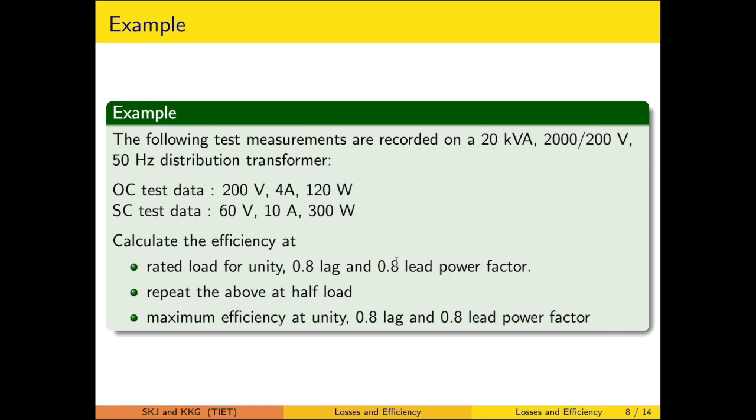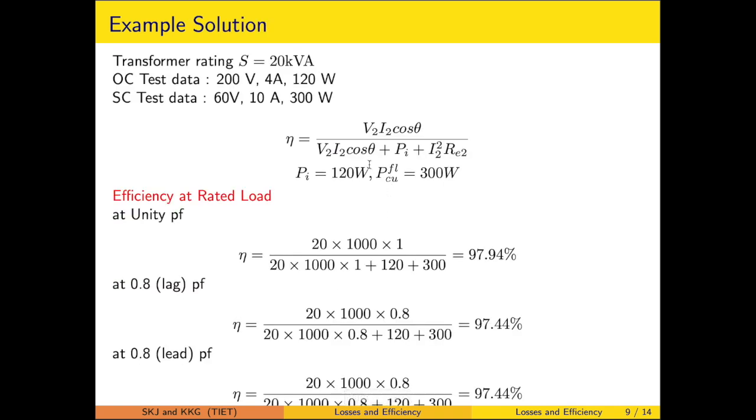So let us take this example, where the rating is 20 kVA. Open circuit test data suggests the loss as 120 watt, which is the Pi. Short circuit test data suggests the loss, which is the PCUFL. Now we are interested in calculating the efficiency at rated load for different power factors, the half load and different power factors, then the maximum efficiency at different power factor levels. So this is the summary, and the efficiency expression is also written here for ready reference.